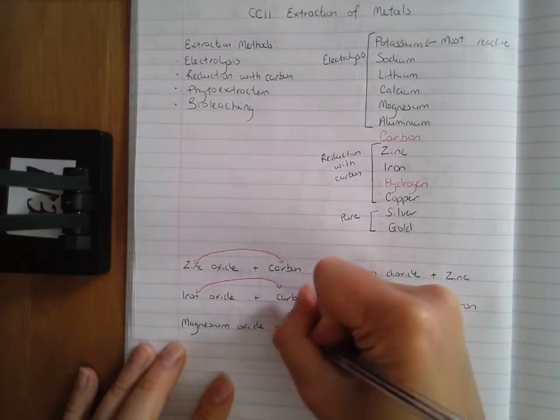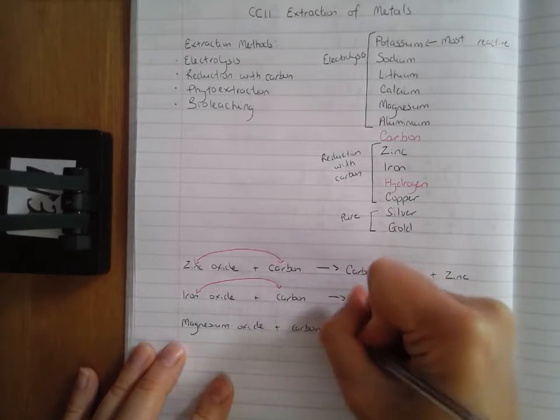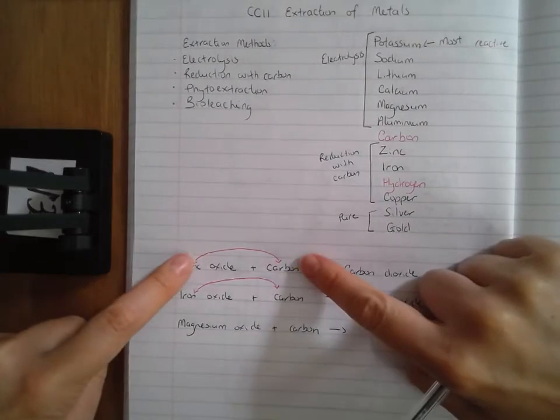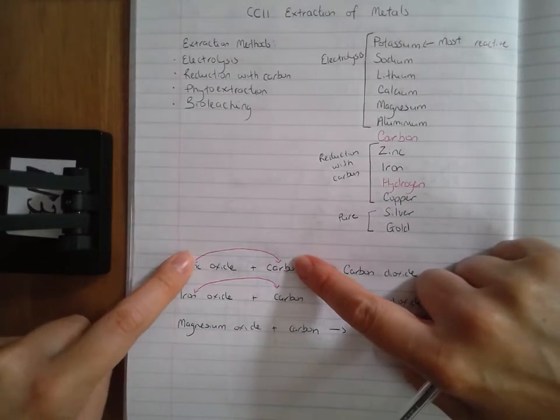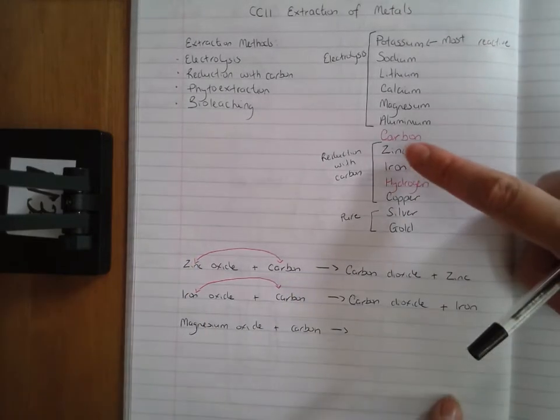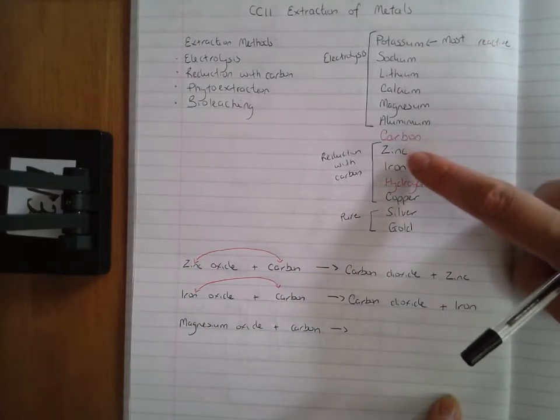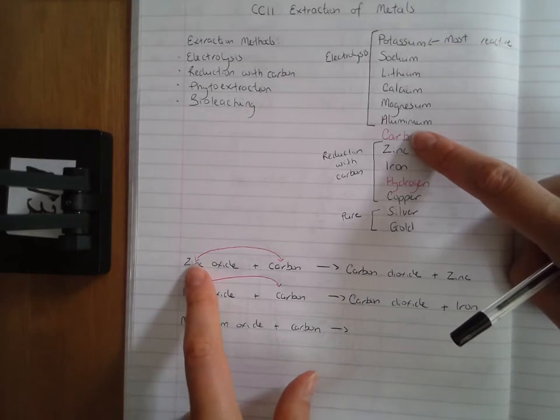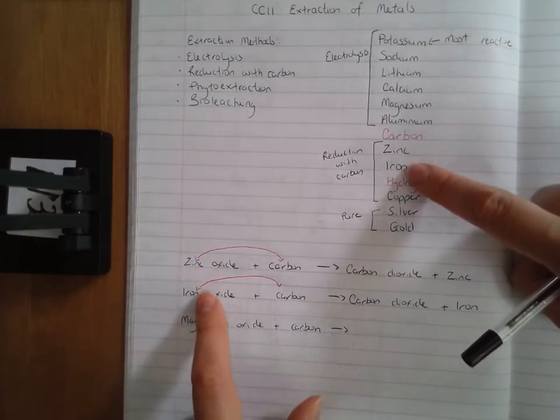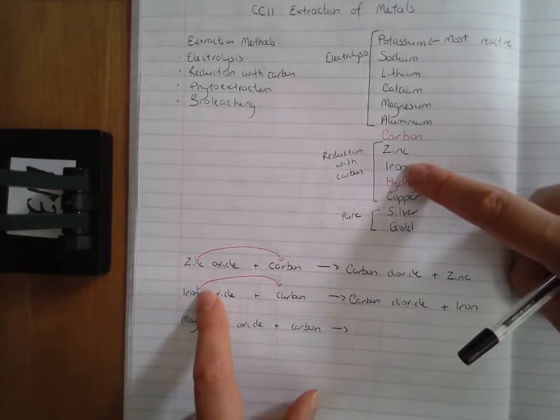Got magnesium oxide and carbon. In the above reactions I just swapped carbon with the metal. But I can only do that when carbon is more reactive than the metal. So carbon was more reactive than zinc, so it took its place. Carbon's more reactive than iron, so it took its place.